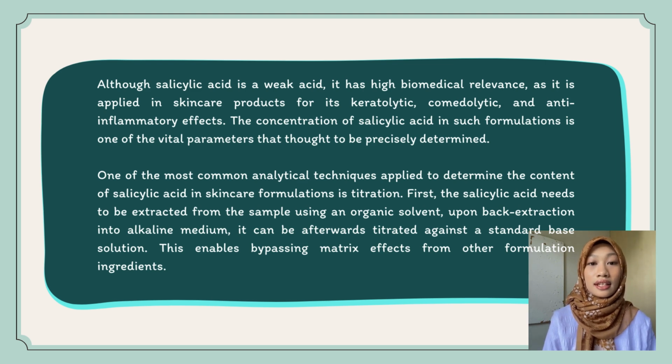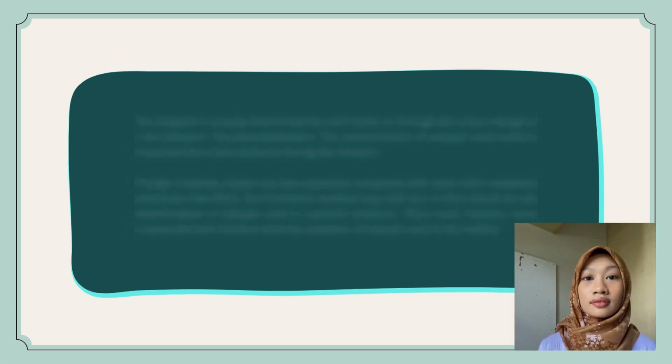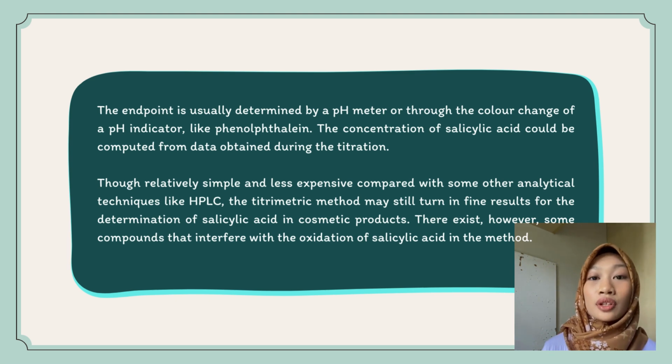First, the salicylic acid needs to be extracted from the sample using an organic solvent, followed by extraction into an alkaline medium. It can afterwards be titrated against a standard base solution. This enables bypassing matrix effects from other formulation ingredients. The endpoint is usually determined by a pH meter or through the color change of a pH indicator like phenolphthalein.